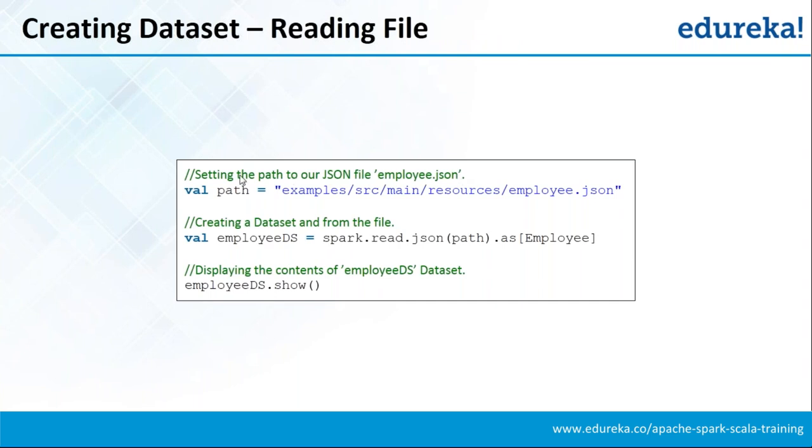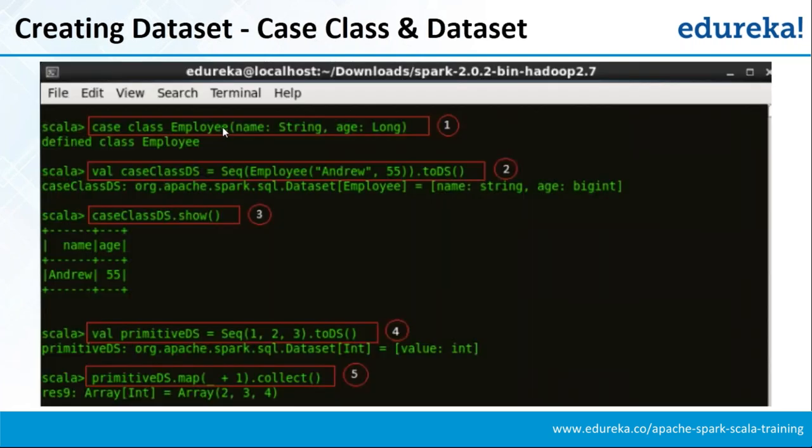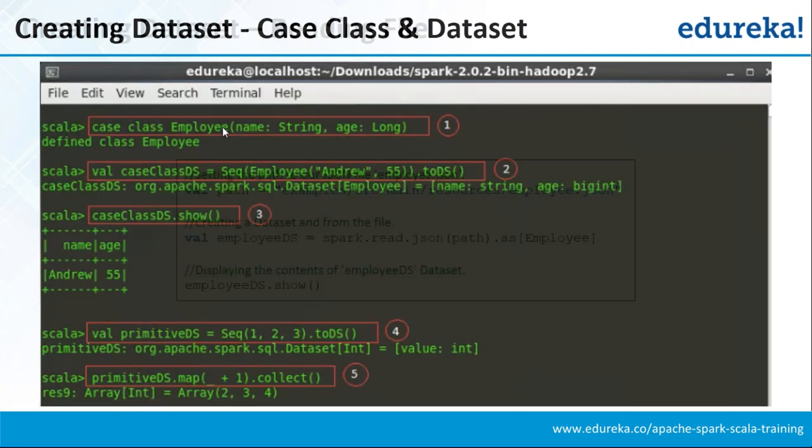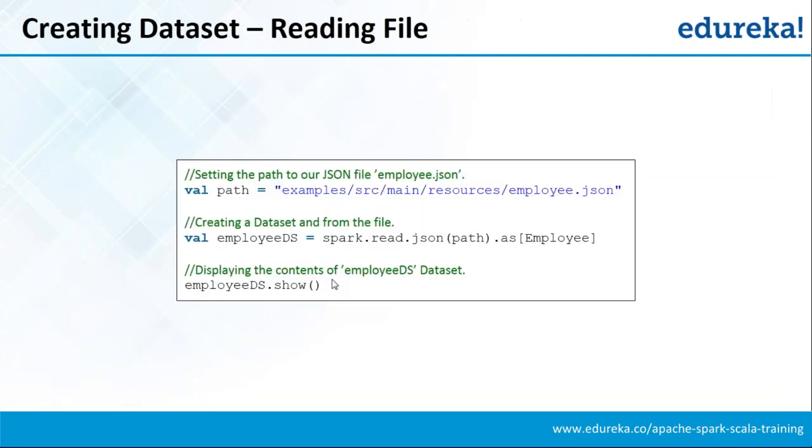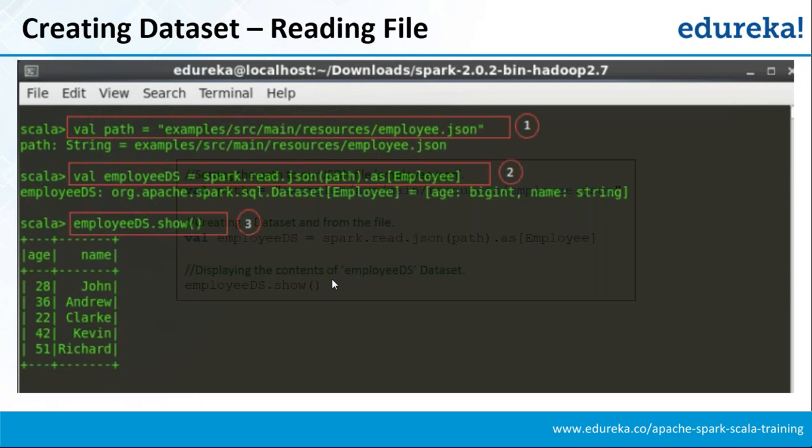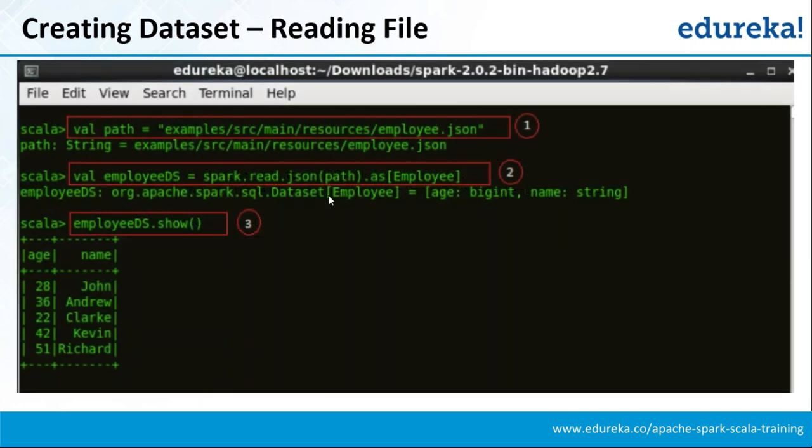Now how can we read our file? We want to read the file, so we will use read.json as employee. Employee was what? Remember, the case class which we created last time. This was the class we created here, case class employee. So we are telling it that we are creating it like this. Then we are just outputting this value, using show, and you can see this output also.